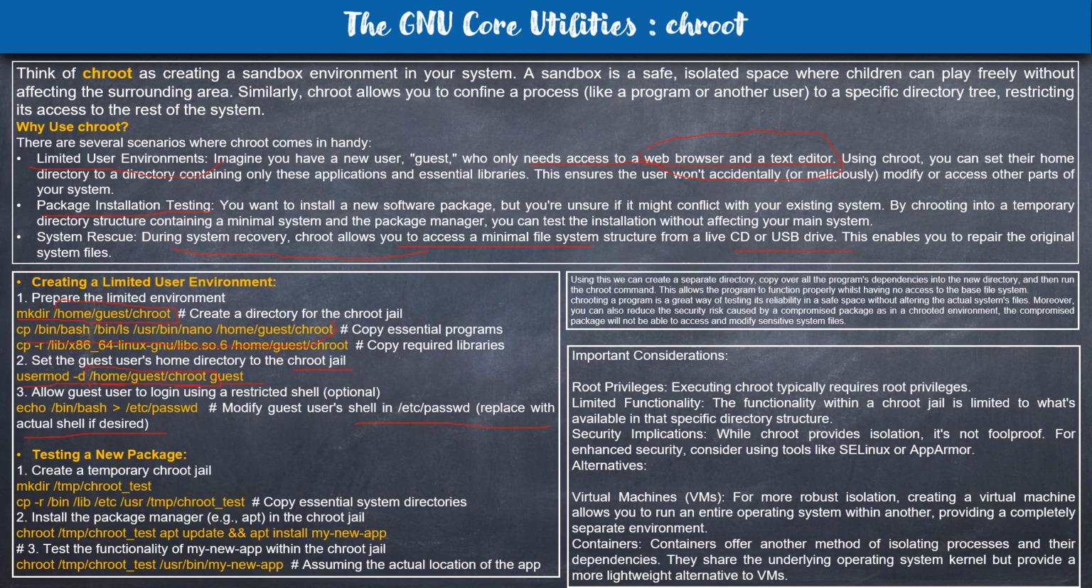Okay. So testing the new environment, creating a temporary chroot: mkdir, in the same way. Copy these bin lib etc user. So these are the directories which we will copy and create. And if you want to install a package manager also, so chroot temp, chroot test, apt update. So basically this is like a virtual kind of environment. So this will be installed, my new app.